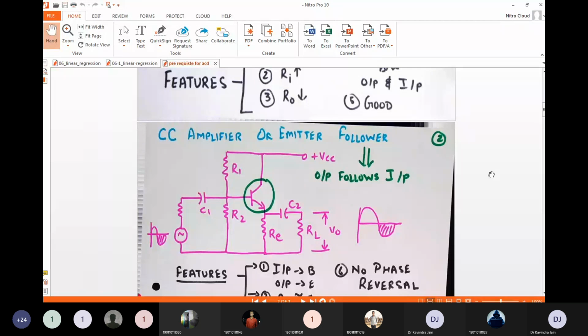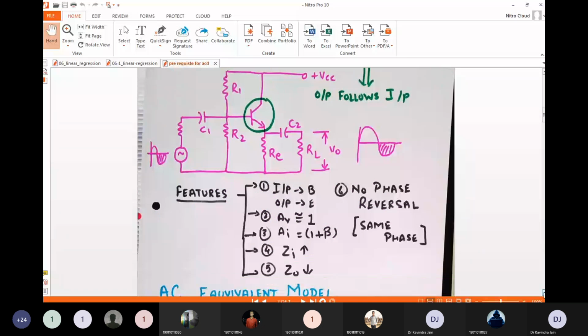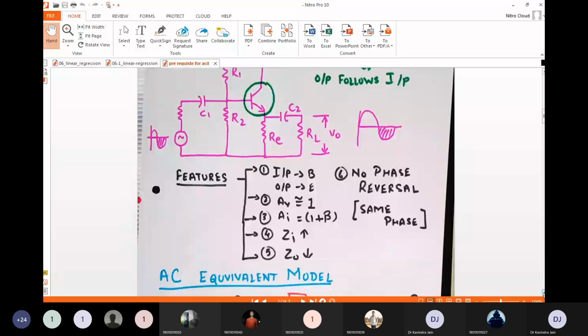Yes, sir. Okay. Now, the emitter follower circuit basically says that the output follows the input. That is why the name is emitter follower. The basic feature is the input is at base. I repeat, input is at base, output is at emitter side, not at collector side. Secondly, the voltage gain is approximately equal to 1.